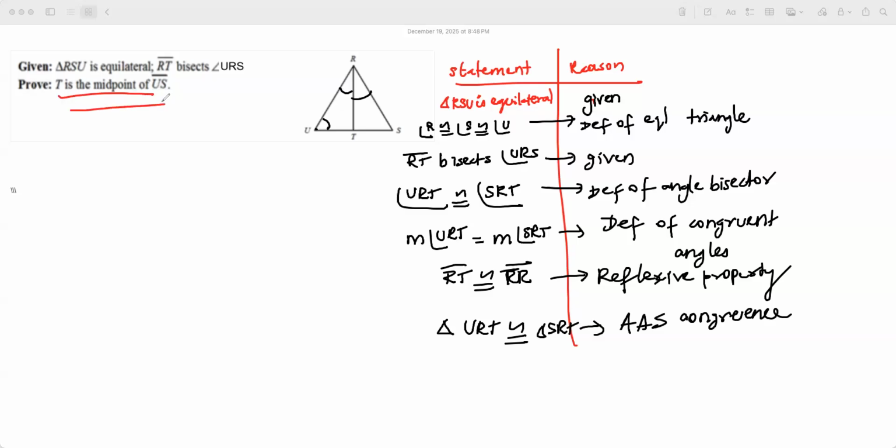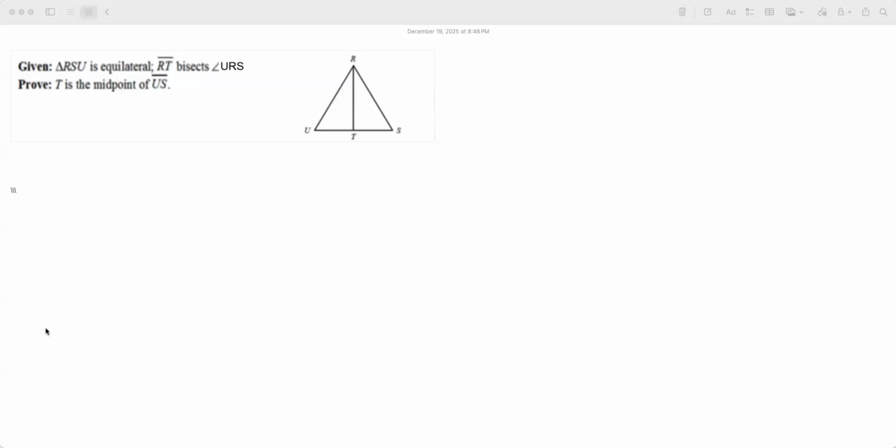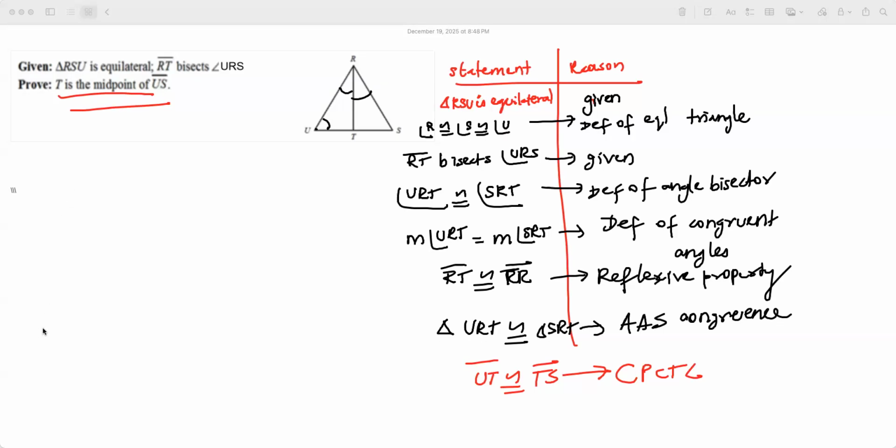You have to prove P is the midpoint, right? UT would be ST. UT is congruent to ST. CPCTC. Yep. Can I move on? Thanks, Avyukt. I didn't notice it at all. Okay. I deleted. Is that okay? Can I delete it? Yeah. Okay, good.